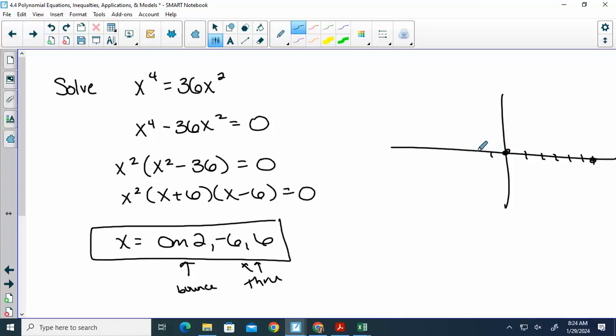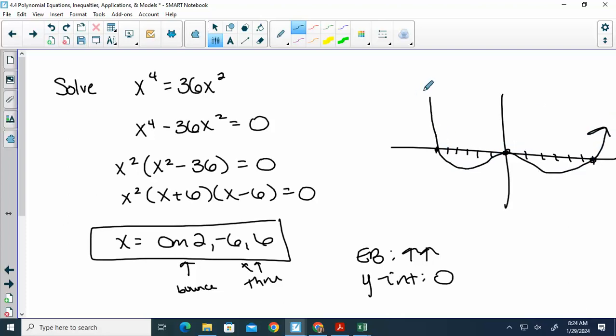Are you guys feeling pretty confident on the graphs? We know both ends. What would our end behavior be? The y-intercept, if you plug in 0 for all of your x's. So we start here. We go through, hit at 0, bounce, get positive 6, so something like that. Alright. Are there any questions for me?